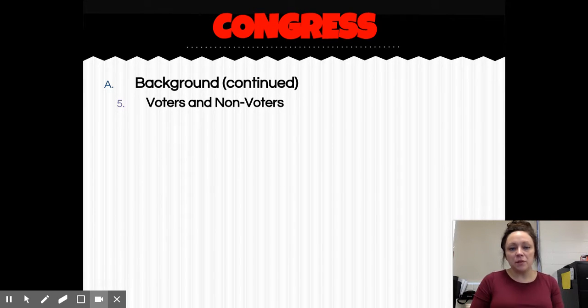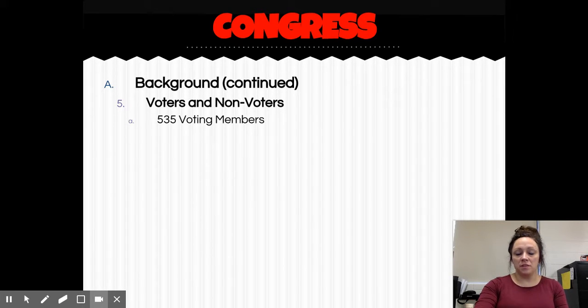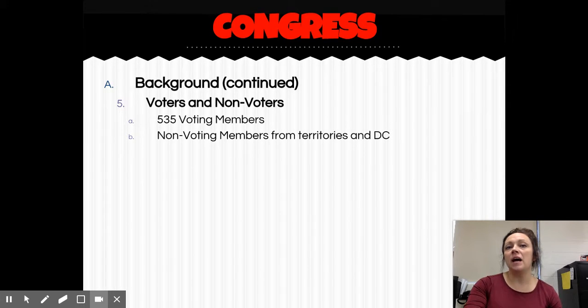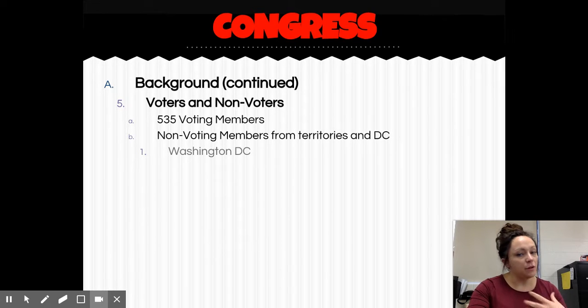All right, moving on to voters and non-voters. We do have some people in Congress that do not have any voting ability. Voting members of Congress, there are 535 of them. They each represent either a state as a whole or a specific district in a state. And then we've also got non-voting members who represent our United States territories and Washington, D.C. Of course, Washington, D.C. is not a state.